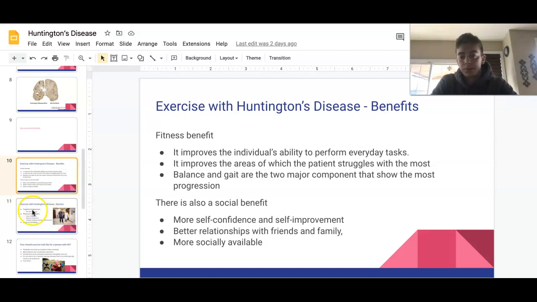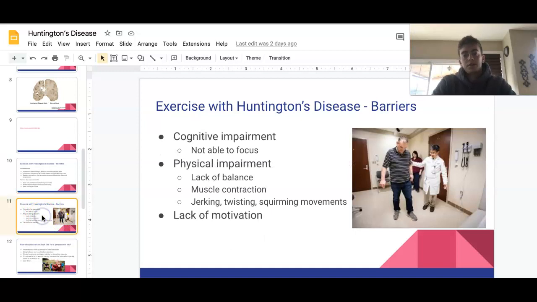Now we'll talk about the barriers. So there's a cognitive impairment, the thinking part of this, where you may not be able to focus, thinking about exercises one at a time. Then there's a physical impairment where obviously there's a lack of balance, the muscle contraction, and then the random jerking, twisting, and squirming movements. And then there's also the lack of motivation.